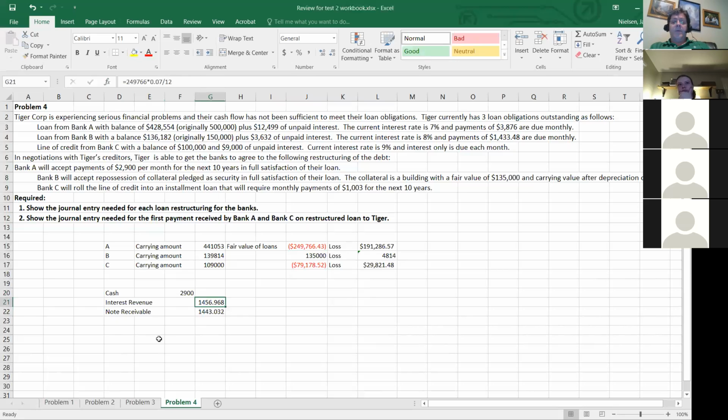Okay, and remember that note receivable is just the difference between the cash paid and the interest revenue. Always calculate interest revenue, whatever's left is the note receivable. And that's the same principle if this was a note payable, if you were figuring out the journal entry for how much you're paying.